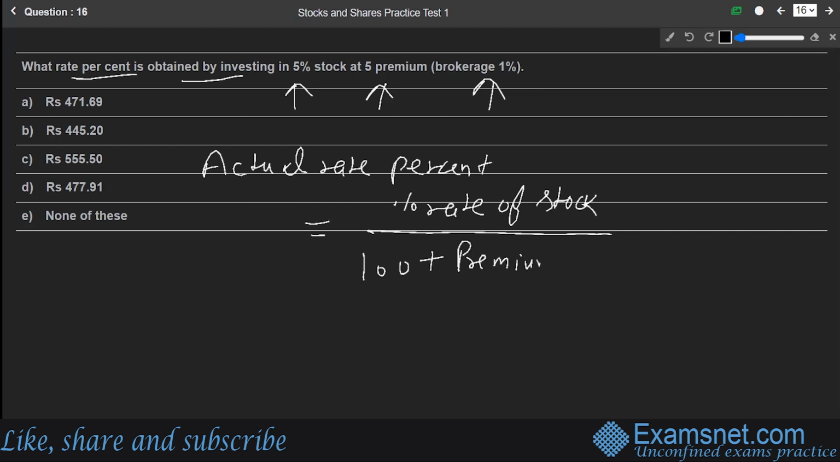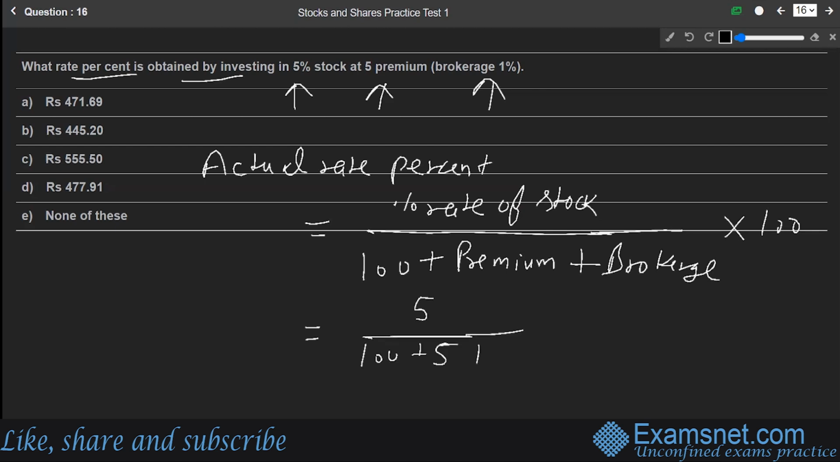The premium is obviously 5 for this case, plus the brokerage that you have to give to the broker, plus the brokerage multiplied by 100. This is the actual rate. So let us put down the values. The values are 5 divided by 100 plus premium is 5 again, brokerage is 1 into 100, and into 100 we have to do again. So if we solve this further, this comes out to be 471.69. So that is the actual income received, 471.69, clearly available in option number A, becomes the right answer.